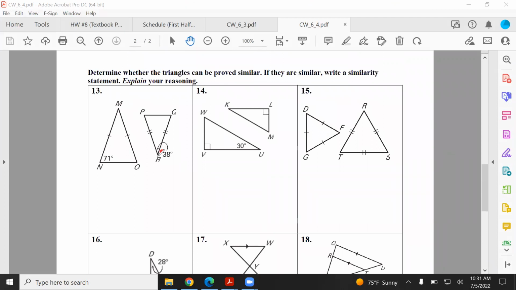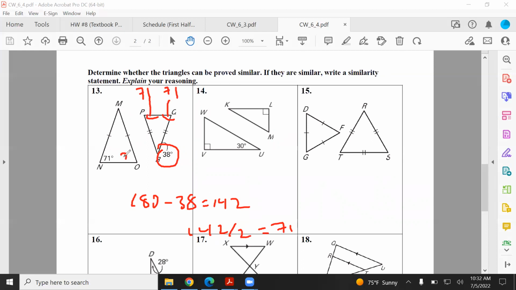Okay, if that is 38, you want to do 180 minus 38, which is 142, right? It's 142. Oh, that's not a good 38. Now, what happens if you divide 142 by 2? What do you get? 71? Okay, good. So you get 71 here and here. And that's also 71 because those sides are the same. So that's 38 right there. Okay. Yeah, these are similar.